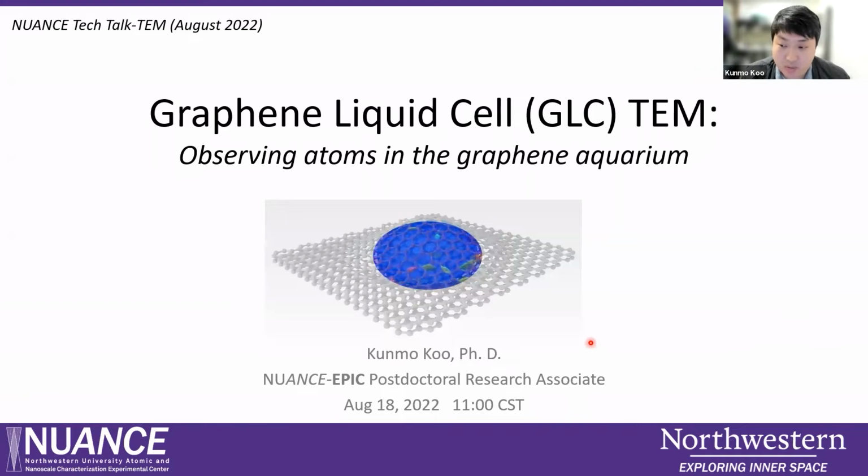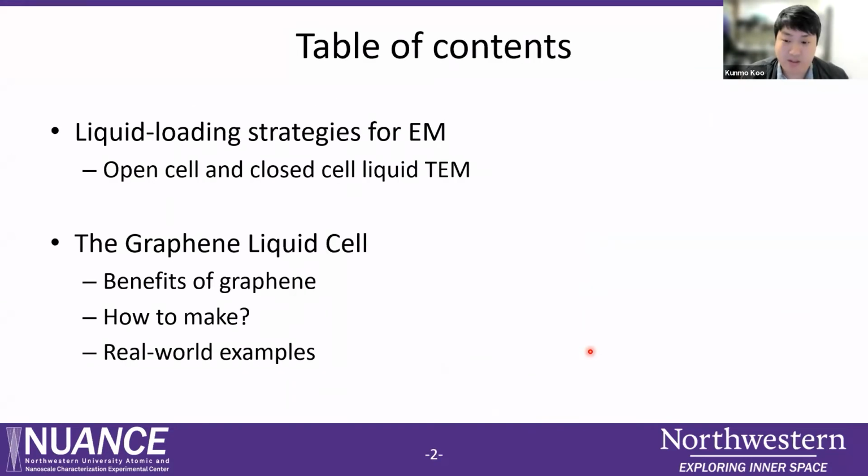Today's tech talk will be about the graphene liquid cell TEM, which is a method for high resolution imaging of materials inside of liquid using the TEM. In today's talk, I'm going to briefly introduce the GLC technology, go through the practical method for making and observing liquid with the GLC, and give you some examples.